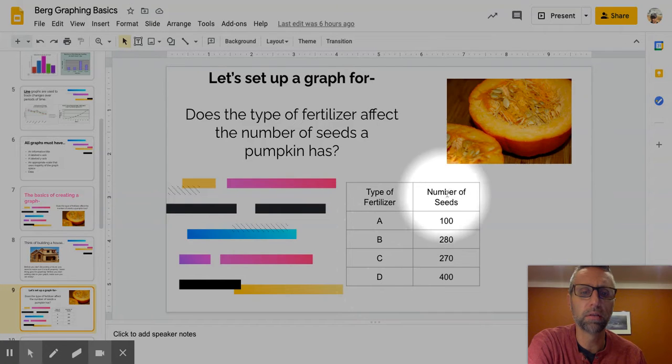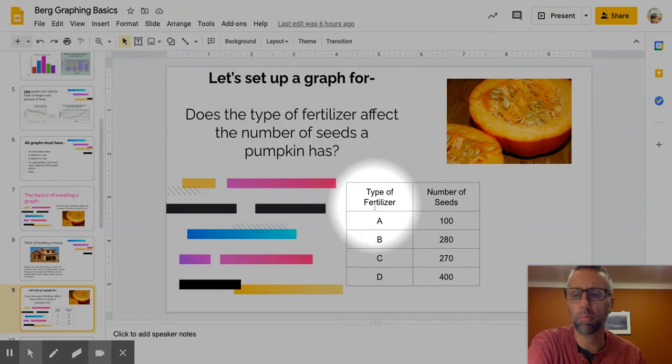On the top right, we had the number of seeds. So earlier in the year when I said, hey, you really need to set up your data tables the same way every time, you'll see why this was the case. So the data that we found: type A had 100, B had 280, C 270, and D 400. So this was the data we collected. That's what we're measuring, and this is what we were comparing.